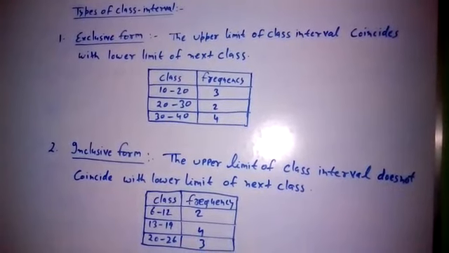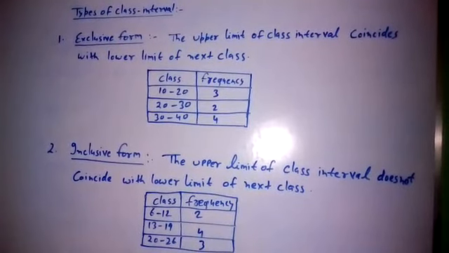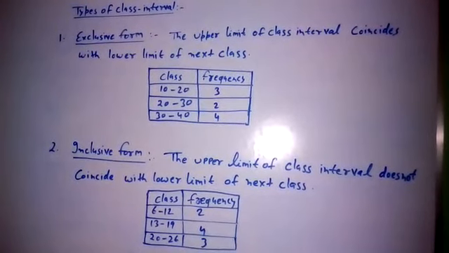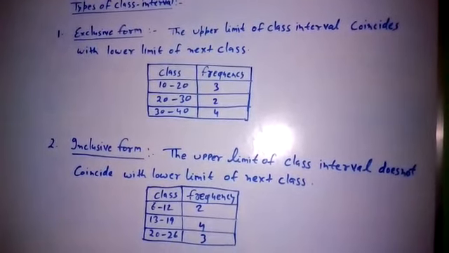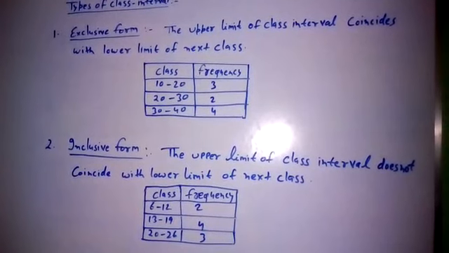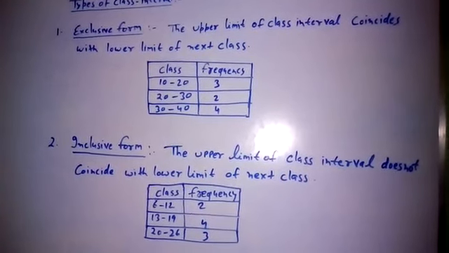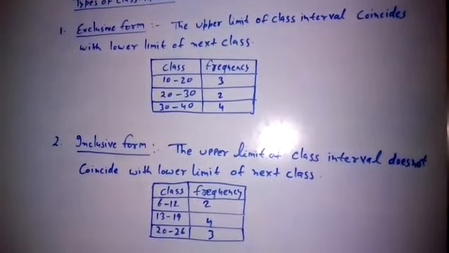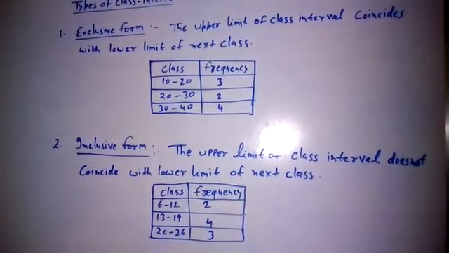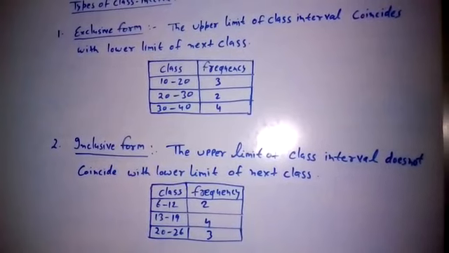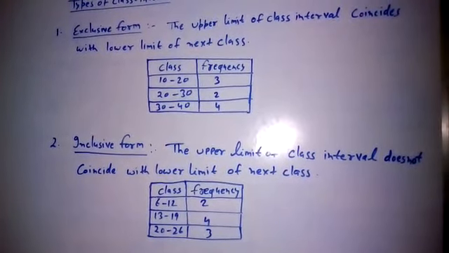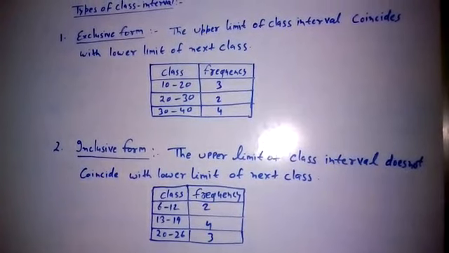What is exclusive form? The upper limit of a class interval coincides with the lower limit of the next class. It means they are continuous. See from the example. We will take here example 10 to 20, 20 to 30, 30 to 40, having frequency: 10 to 20 is 3, 20 to 30 is 2, 30 to 40 is 4.